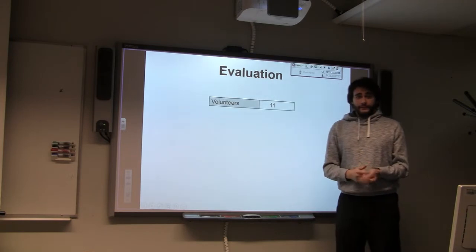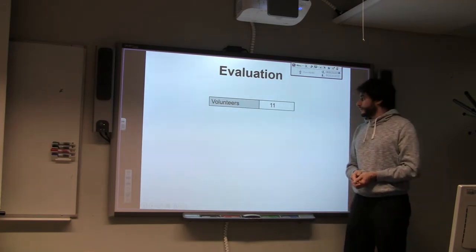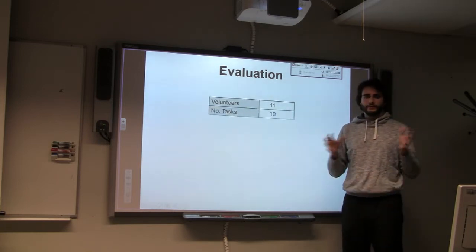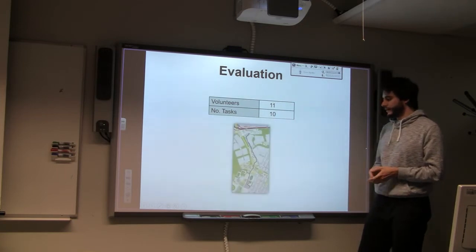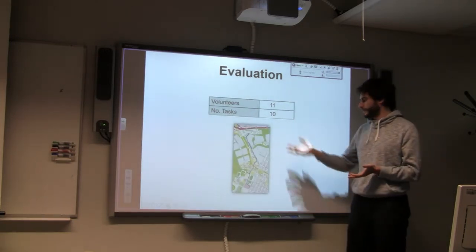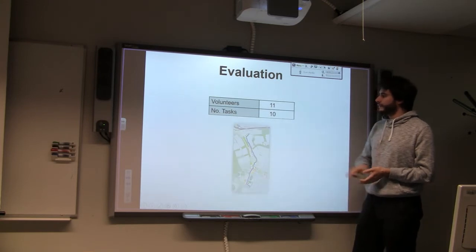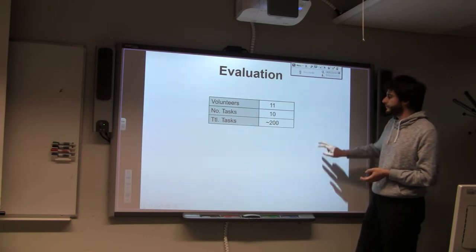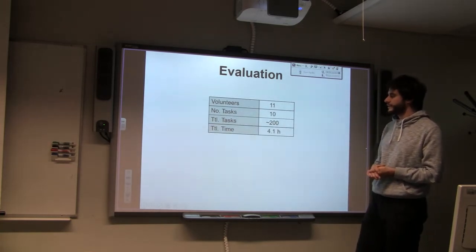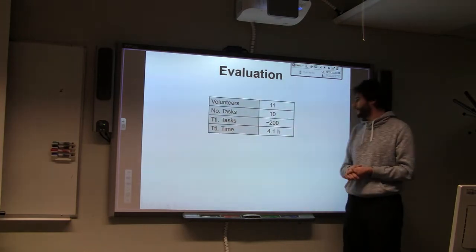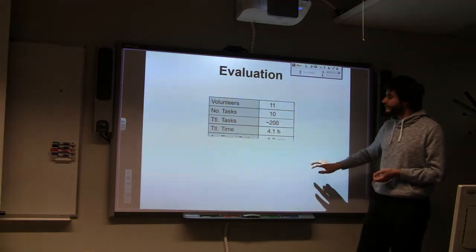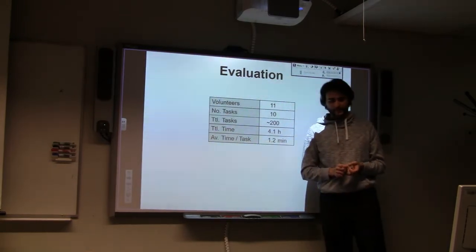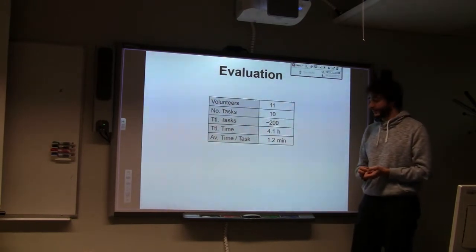To see how fast people are able to find their trajectories using this newly proposed method, we asked 11 volunteers, and for each of them we asked to do 10 searches, and the search looked like this. So they were shown a trajectory on the map, and they accumulated a total of about 200 such search tasks, which lasted over 4 hours, with an average time of 1.2 minutes per task.